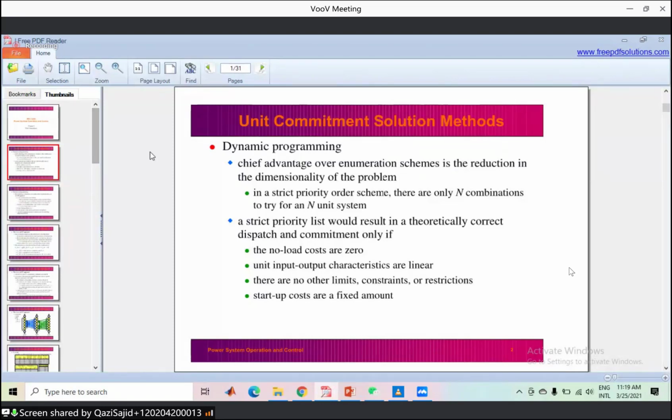Let's come to our topic, that is, methods of unit commitment. The advantage of this dynamic programming is the reduction in dimensionality of the problem. So how will we maximize the combinations? Suppose we have four units in a system and any combination of them could serve a single load. There would be a maximum, and the general formula for this is 2 power n minus 1. That will be the total combinations of our units.